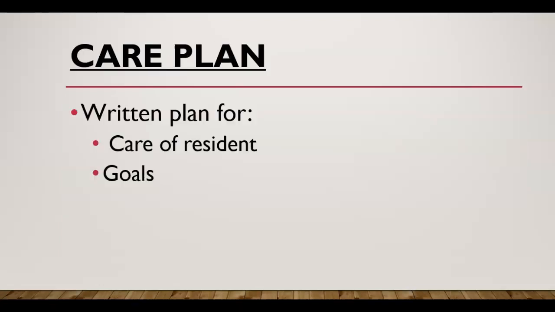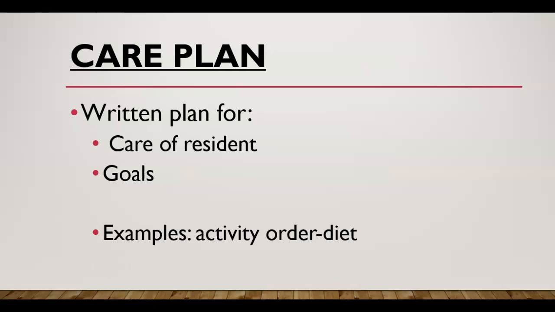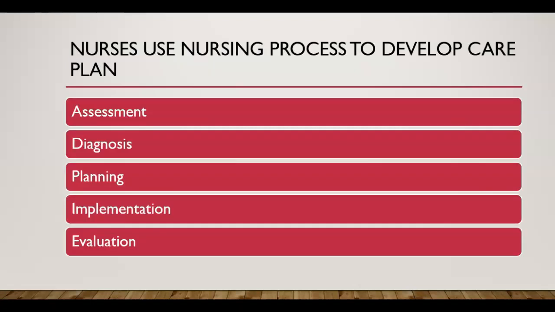A care plan is a written plan for care of the resident. It includes their goals. Examples of things that would be included on the care plan would be their activity order. Do they walk up and down the hall? Are they wheelchair bound? Do they walk with a cane or walker? What kind of diet do they have? Is it regular? Do they need their food pureed? Those kind of things are all on a resident's care plan.